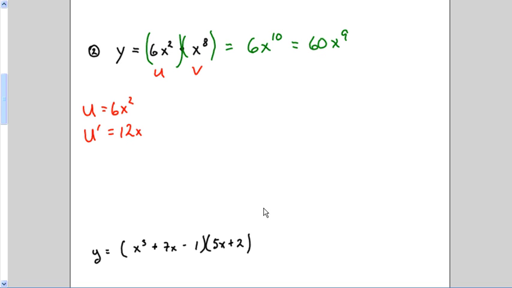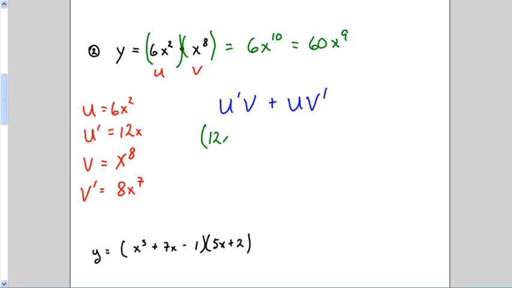Well, now let's take a look. Let's see that our second function is x to the 8th. So our derivative of that function would be 8x^7. So now we can come back, apply our rule, u prime v plus u v prime, and we can just go back in and do some substituting here.